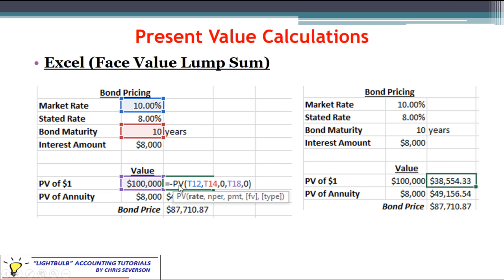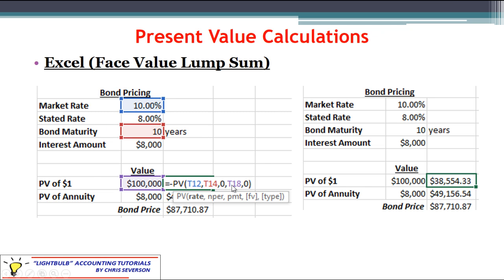So we'll type in PV, and then we'll put in T12, which was the market rate, comma, and you can see down here was the rate. Number of periods was 10, just 2 lines down, T14, comma, 0. It's not a payment, it's not an annuity, so our payment is 0. There is no payment in the interim. It's one full amount down the road, so we'll put in 0.